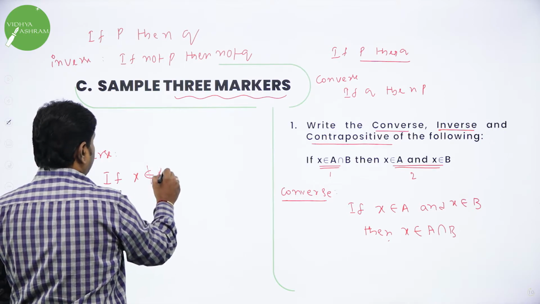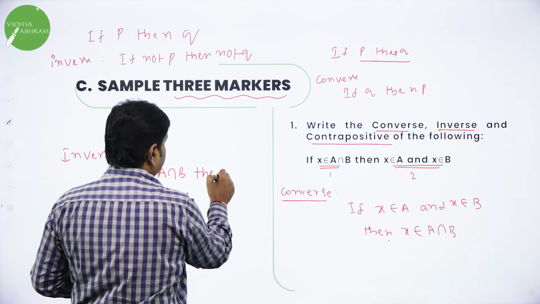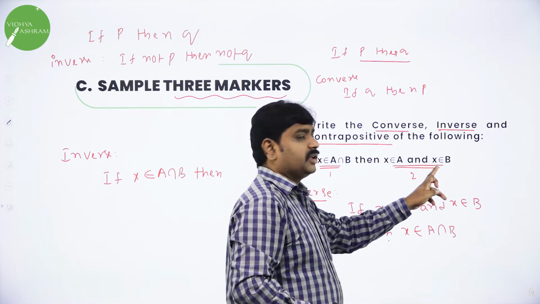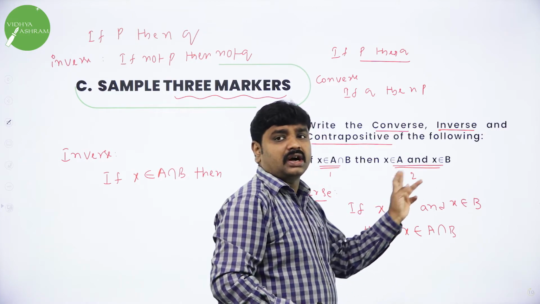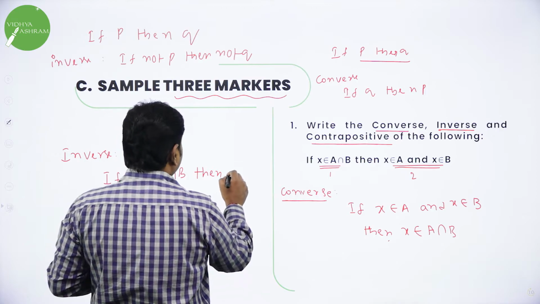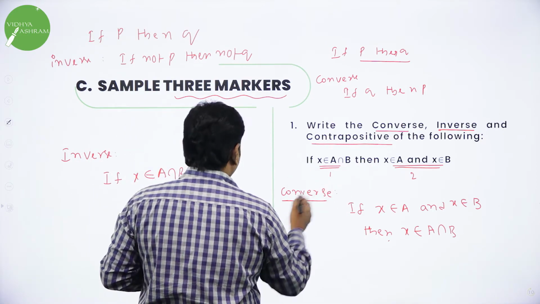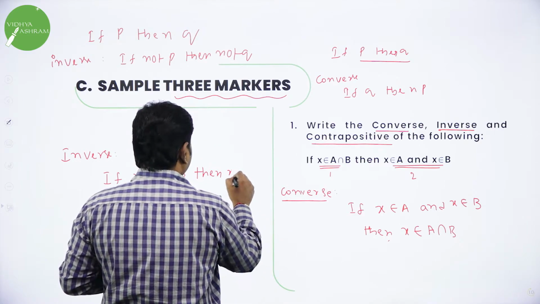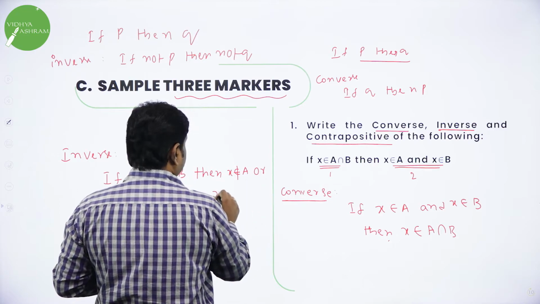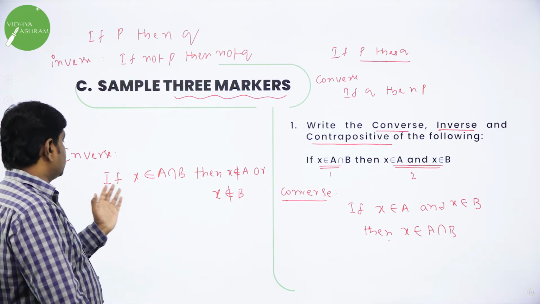If X does not belong to A intersection B, then the negation of these two. All of you know it is in the form A and B. The negation of AND becomes OR. So if X belongs to A and B, then X does not belong to A or X does not belong to B. So this is the inverse.